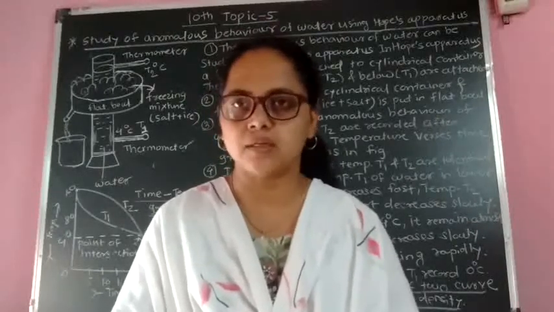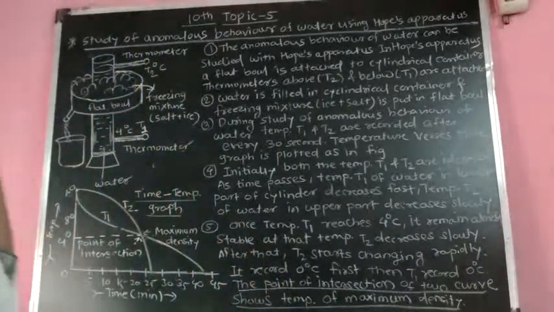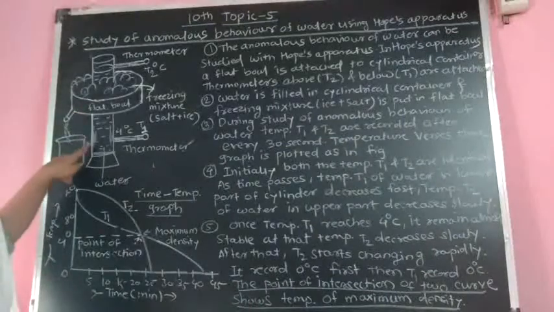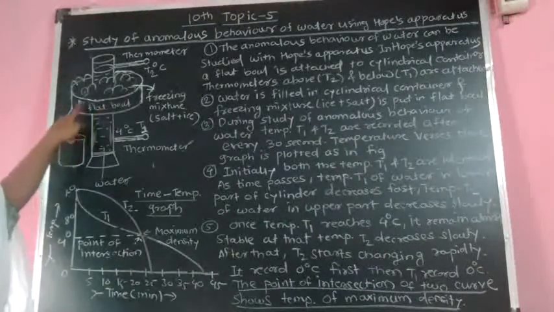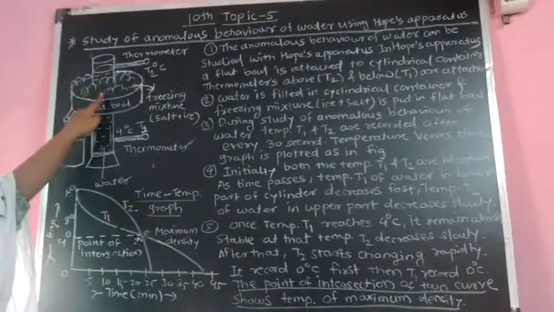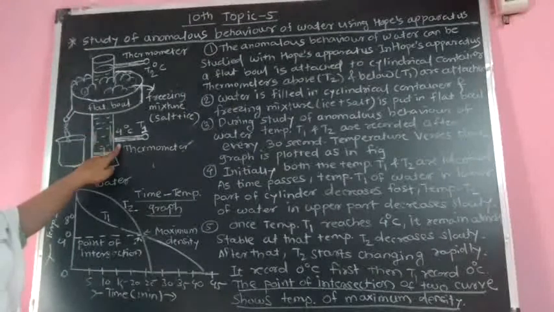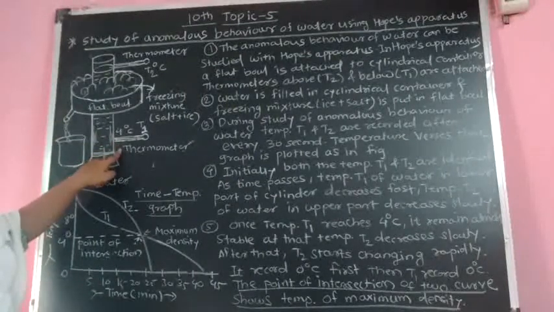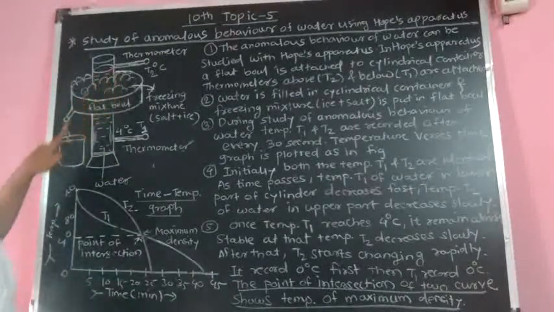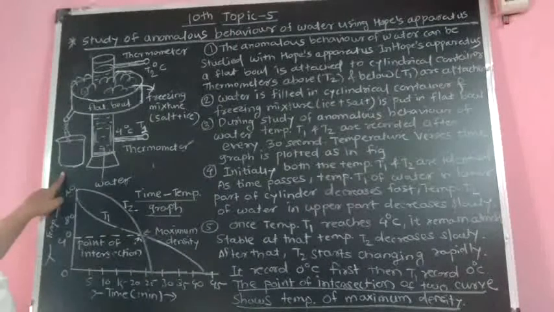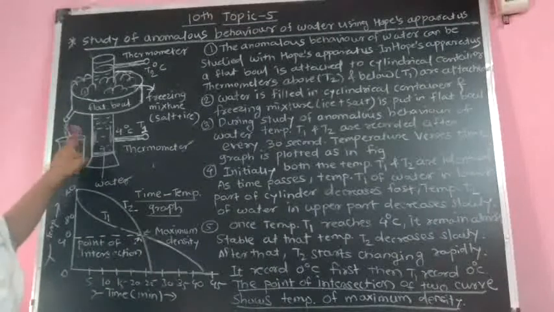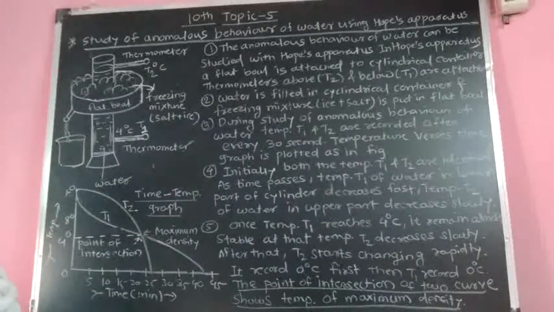So what is Hope's apparatus? You can see in this diagram, this is Hope's apparatus. This is the cylindrical container which contains the water. This is the flat bowl which contains the freezing mixture. Freezing mixture means a mixture of ice and salt. Then thermometer T1 is attached below the cylindrical container. T2 is attached above the cylindrical container. You can see this is the vessel which collects the water coming from this apparatus. So this is the construction of Hope's apparatus.